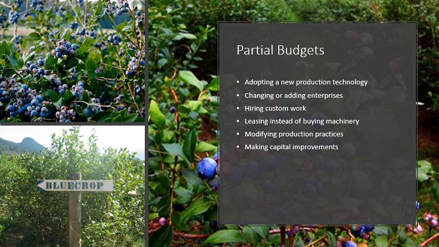So we've talked a lot about enterprise budgets. Now I want to touch on partial budgets. Partial budgets are a slightly more efficient and targeted type of budgeting when you're really looking at making a decision among different options. So it might be whether or not to adopt a new production technology, make a capital improvement, or modify a production practice. Rather than going through a whole bunch of different enterprise budgets, you might use what's known as partial budgeting, which is much more targeted to looking at the costs and benefits of the specific enterprise.